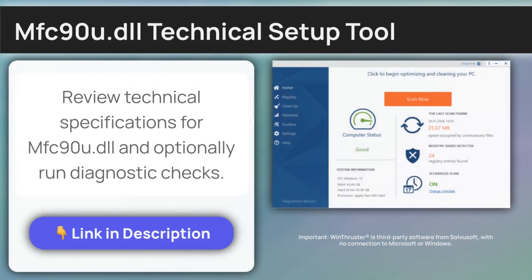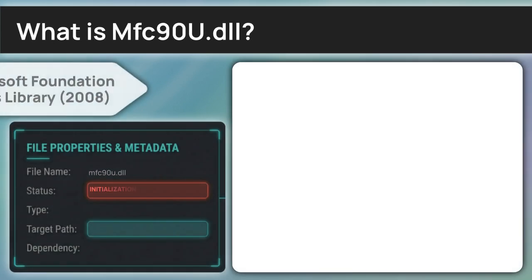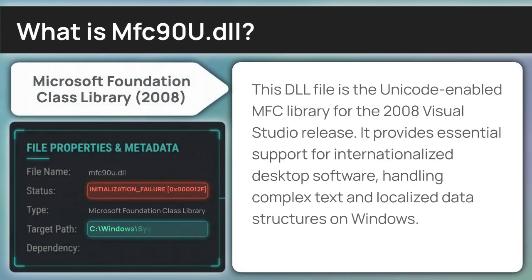This DLL file is the Unicode-enabled MFC library for the 2008 Visual Studio release. It provides essential support for internationalized desktop software, handling complex text and localized data structures on Windows.